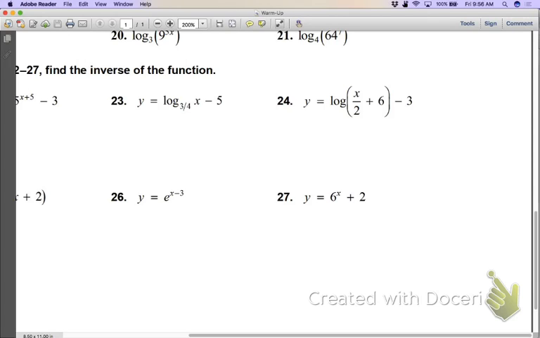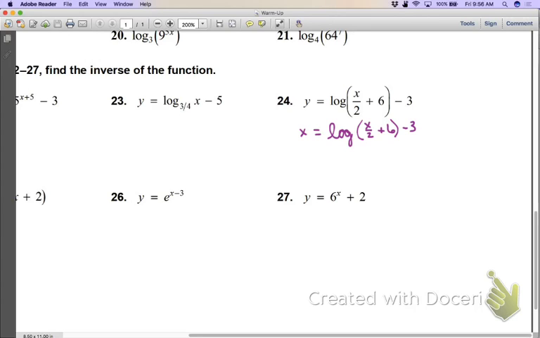So we have y equals, so we don't have to change anything with f of x. So first step is to switch the x and the y. So we're going to go x equals log of x plus 2, or x over 2 plus 6 minus 3. So before I can do anything, I need to get the log by itself.